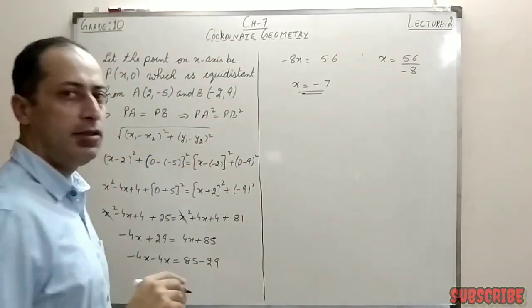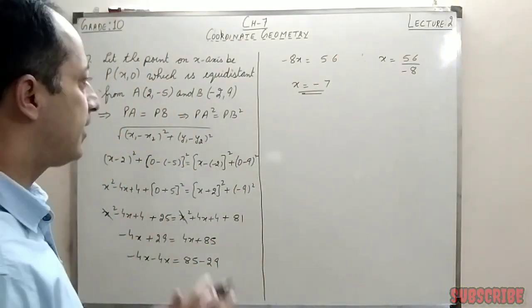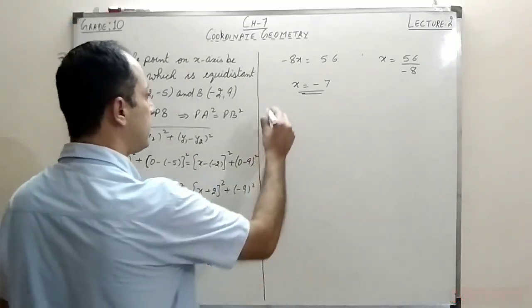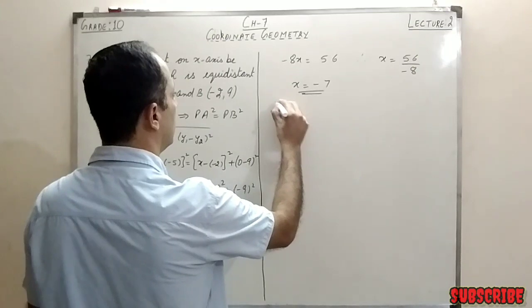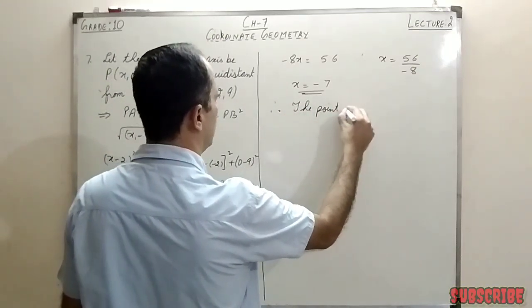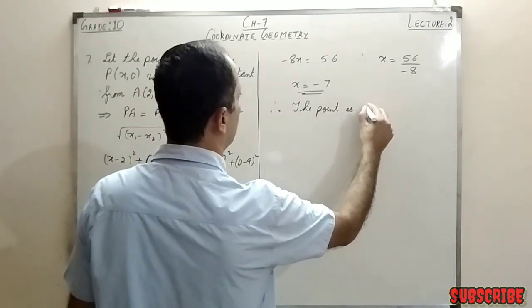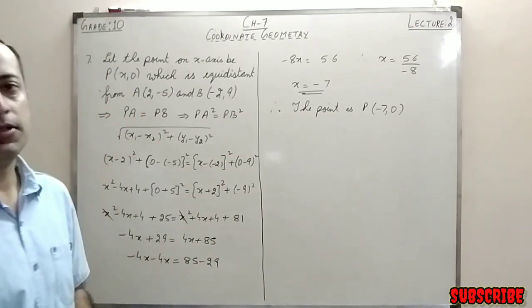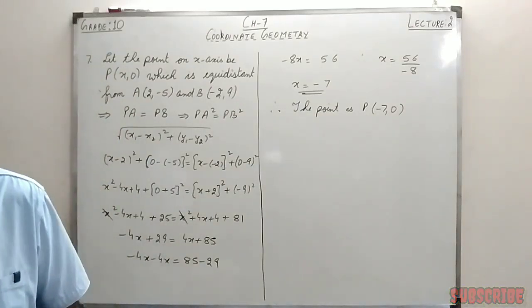It means the point on the x-axis which is equidistant from the two points A and B would be, therefore, the point P (minus 7, 0), right? So this was about the 7th question.